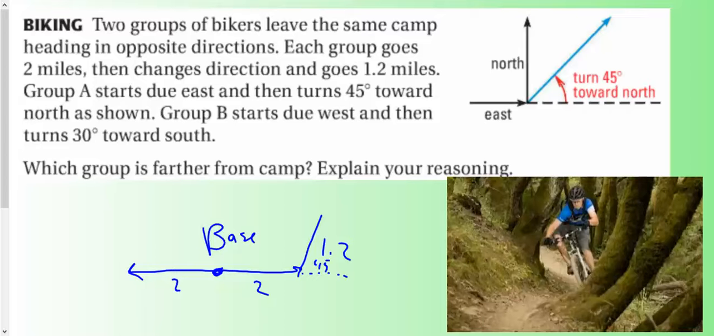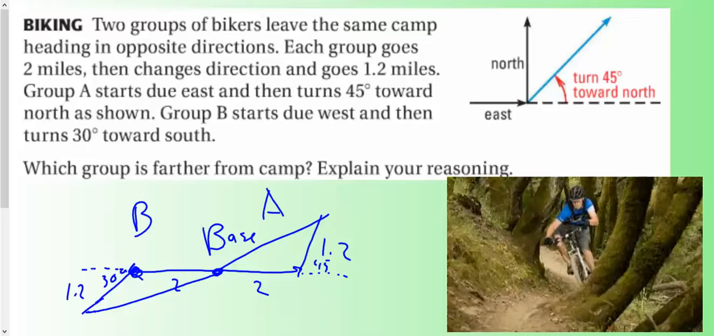And then Group B starts due west and then turns 30 degrees south. So this angle here is 30 degrees turning south. Which group is farther from base camp? So this is 1.2 miles here. The question is directly back to base camp, which group is farther, Group A or B?